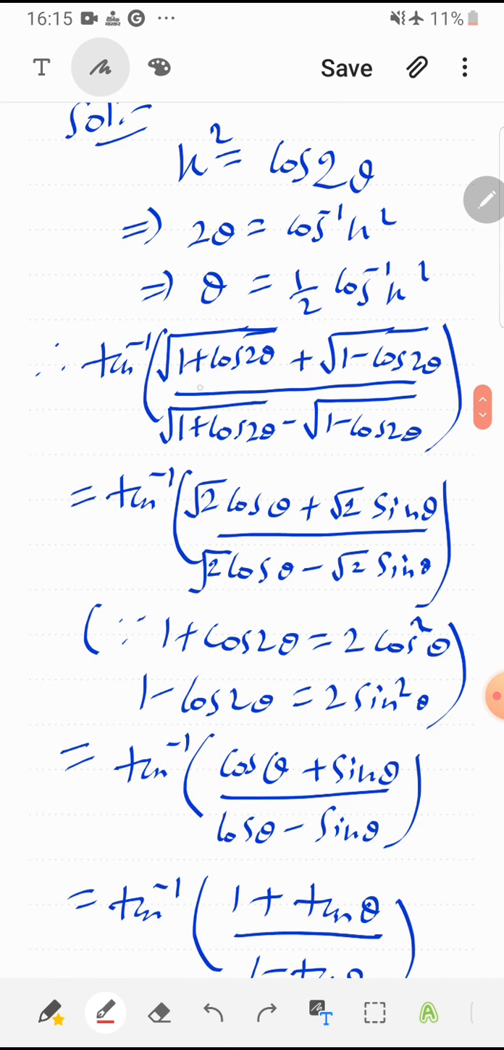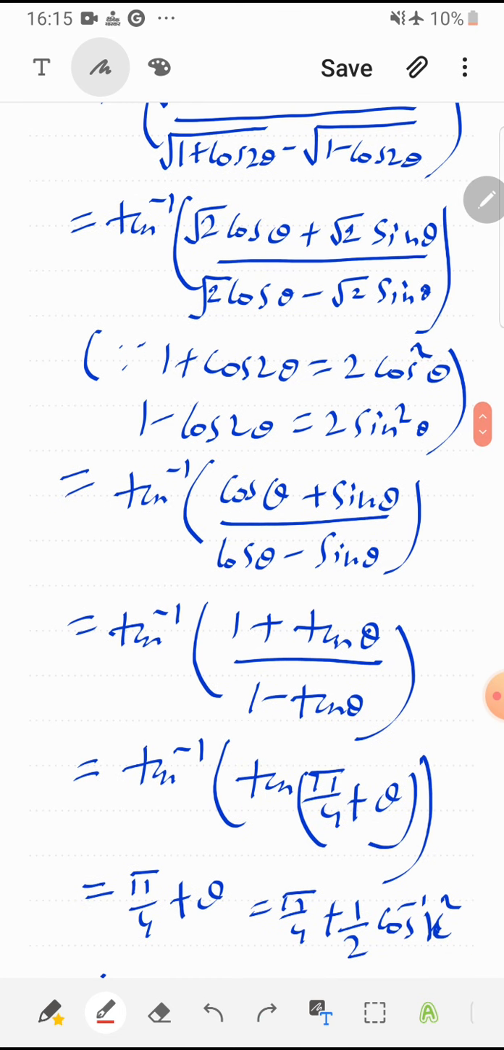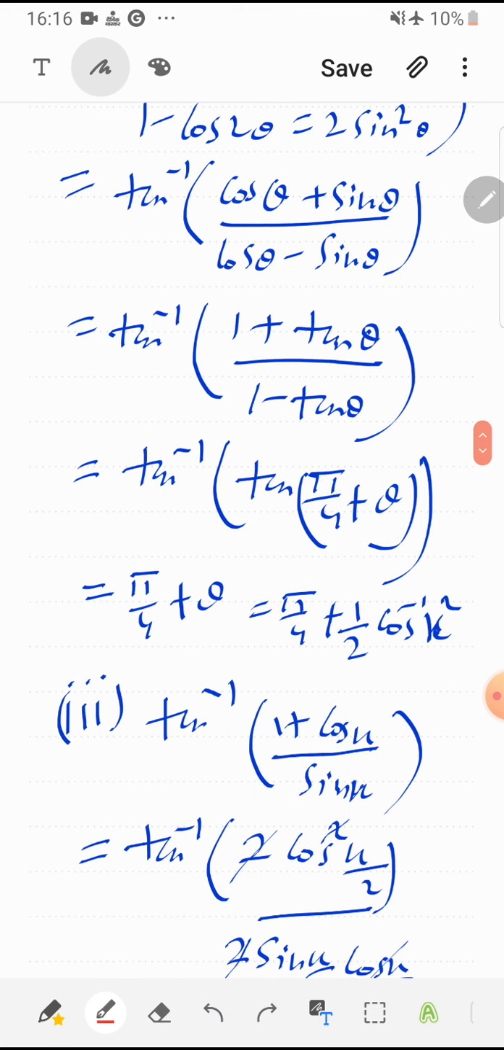Now 1 plus cos 2 theta is 2 cos square theta, so cos will come out from the square root, but 2 will remain in the square root, so after applying the formula the expression becomes this. From here we can take root 2 common, and root 2 will cancel out, so this is a very familiar situation. Here we can divide numerator and denominator by cos theta. So 1 plus tan theta upon 1 minus tan theta is tan of 45 plus theta, and outside it is tan inverse, so it becomes pi by 4 plus theta, and we will resubstitute theta as 1 by 2 cos inverse x square.